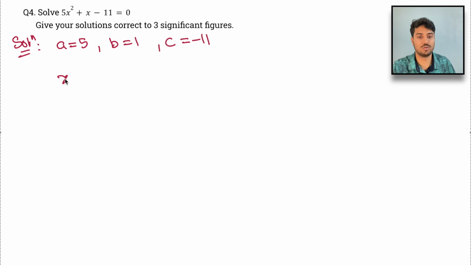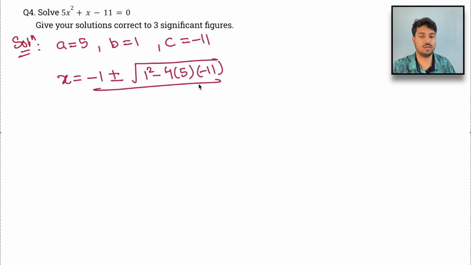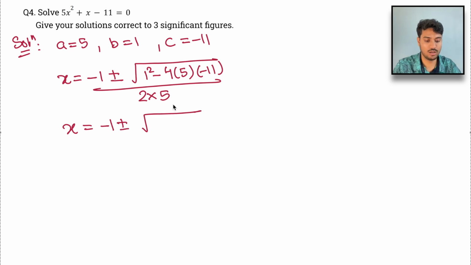So the solution x is going to be minus 1 plus minus under root of b square, so 1 square minus 4 into a into c divided by 2a, so 2 into 5 this time. So x is going to be negative 1 plus minus under root of, this is going to be 1 square plus 4 multiplied by 5 multiplied by 11, because minus minus plus, hence they will add. So multiply 5 4s are 20, and 20 into 11 plus 1, we are going to get 221 divided by 5 2s are 10.